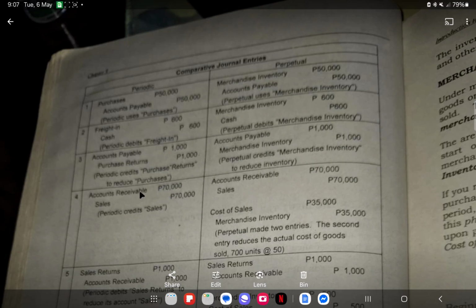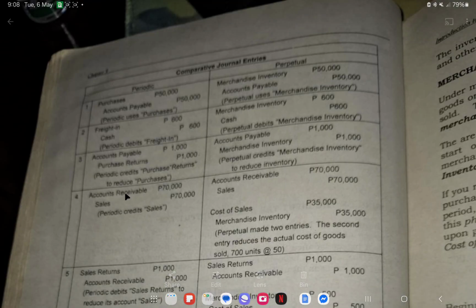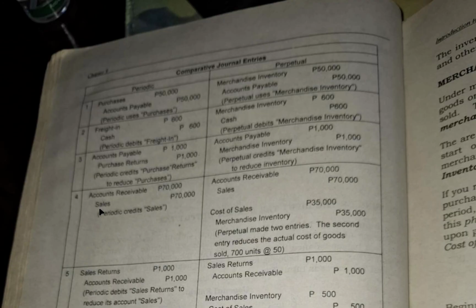So you receive accounts receivable because your customers are promising to pay, an oral promise to pay, because they cannot pay for your items directly, so they are asking for credit. So of course you receive their oral promise to pay, accounts receivable, then sales, you sell the items to your customers, 70,000. So always remember, in periodic and perpetual, the same entry: accounts receivable 70,000 and credit sales 70,000.